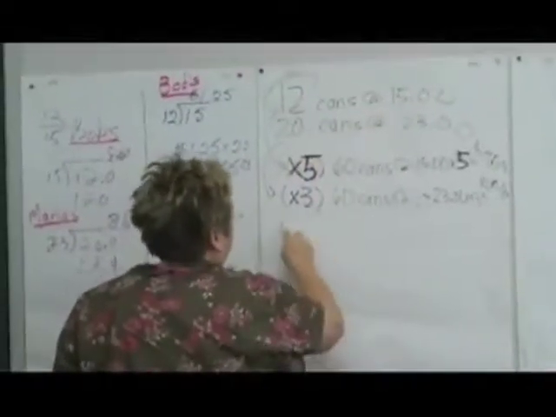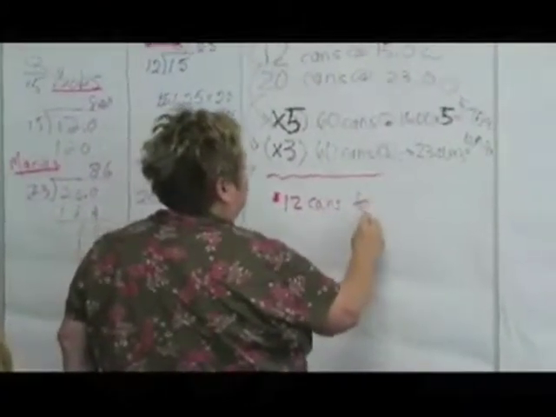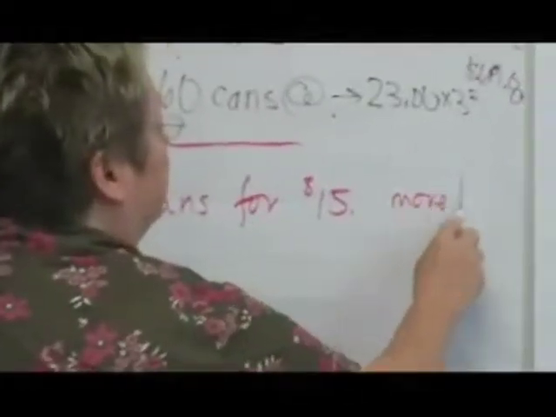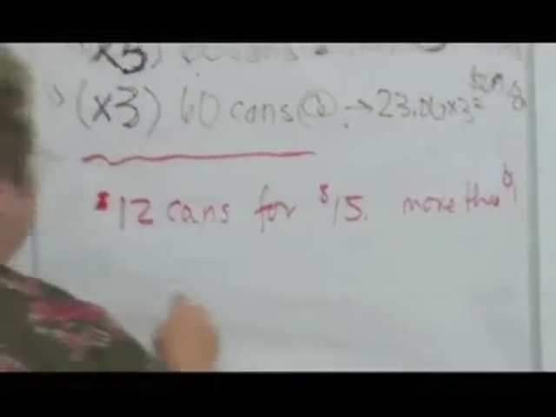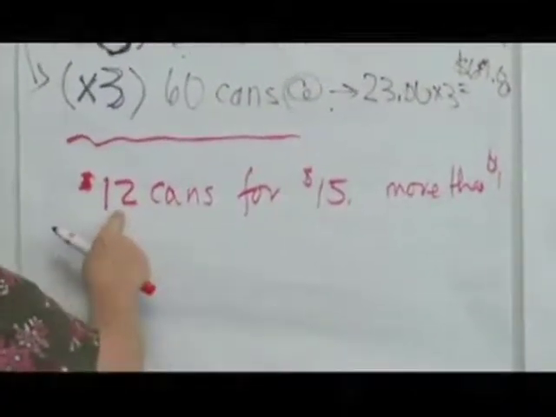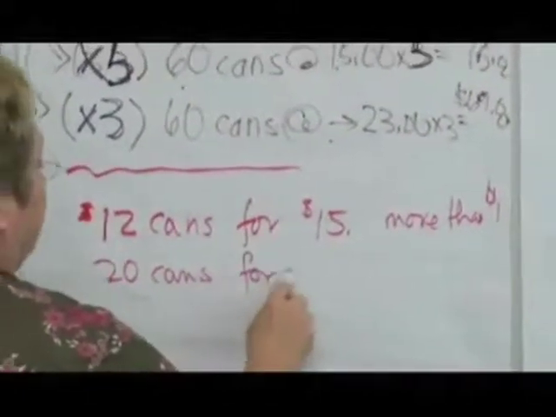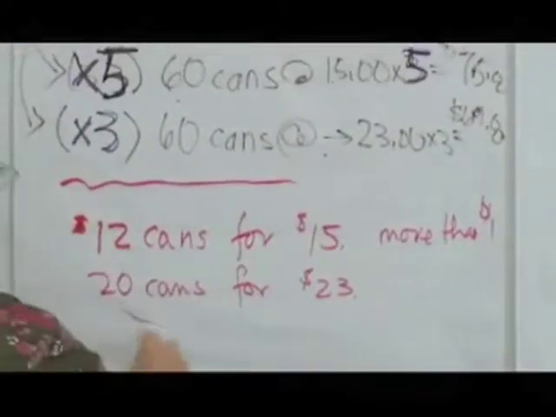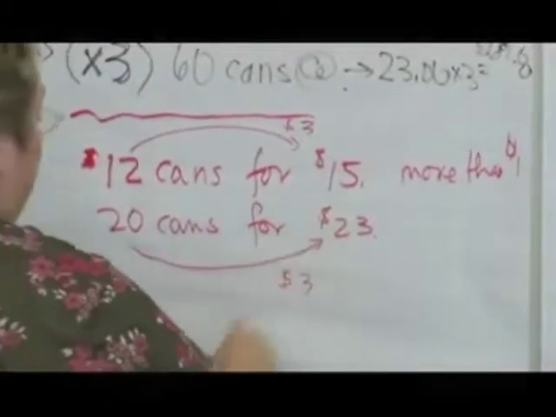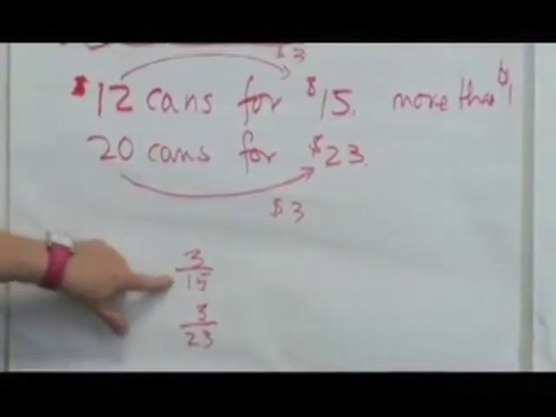When I looked at 12 cans for $15, I realized that it was more than $1. So first of all, I said that they're gonna cost more than $1 each. So 12 cans for $15, there was a $3 difference. If they cost $1 each, it would have been $12, so it was a $3 difference. And then when I thought about 20 cans for $23, I saw that same difference. So there's a $3 difference there, and there's a $3 difference there. So then I thought $3 over $15 compared to $3 over $23, this would be cheaper.